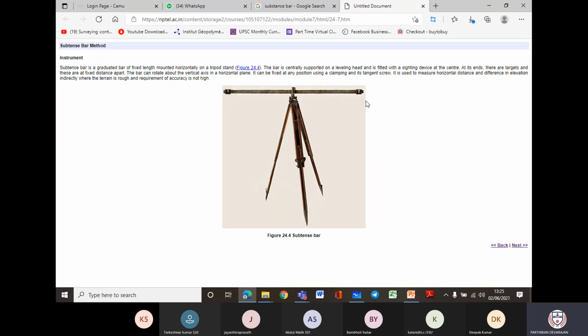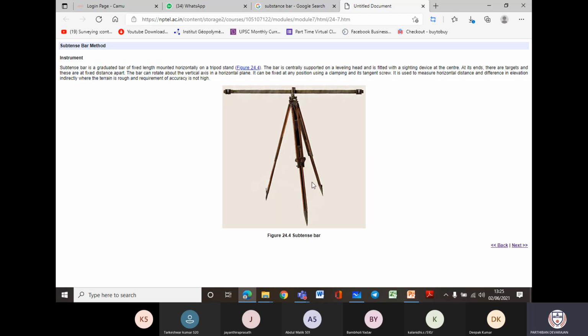These 2 ends act as targets, and they are fixed a distance apart. From the center, both targets are positioned at a fixed distance, for example 2 meters from the center or 1 meter from the center. Each target is positioned at an equal distance from the center. The bar can rotate about the vertical axis in a horizontal plane, and it can be fixed at any position.